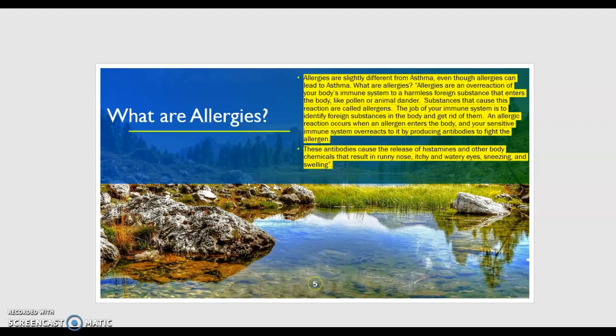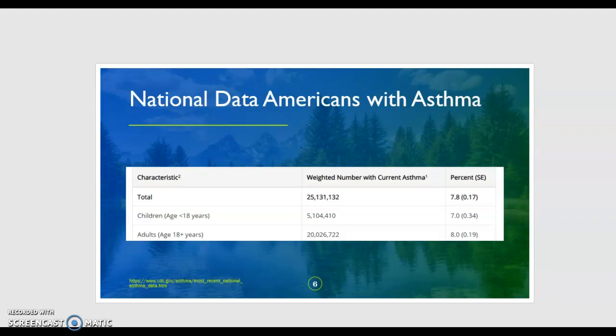All right, moving on to slide number six. Just a brief overview of the amount of people who have asthma in the United States. It's national data on Americans with asthma, and I retrieved this information from the CDC website. It says more than 25 million people are currently living with asthma, and that's about 7.8% of the population, and that's including both children and adults. So the numbers are pretty high out there for people with asthma.